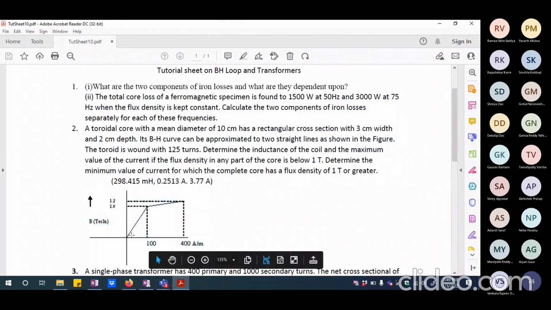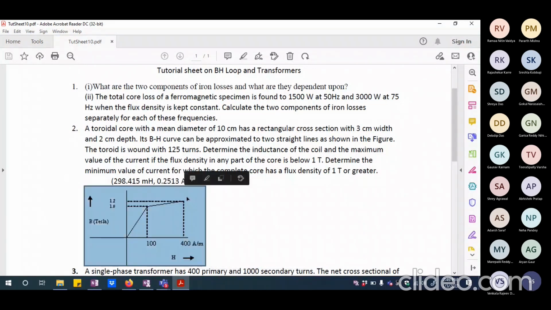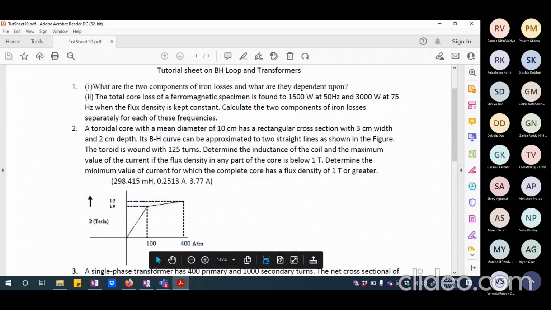Please remember, if you look at this particular graph, 1 Tesla is exactly the point at which it is transitioning from this kind of characteristic to this kind of characteristic. The slopes are different in two portions. Below 1 Tesla and above 1 Tesla, you are having two different slopes. Okay. So let us try to do this.